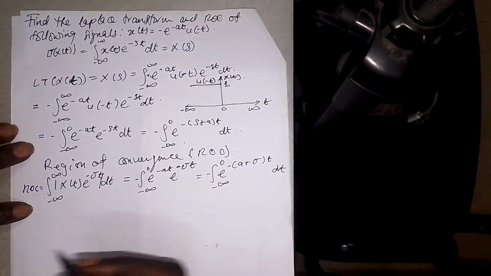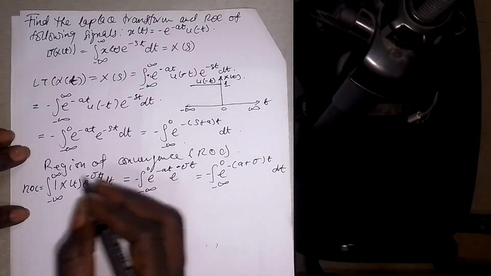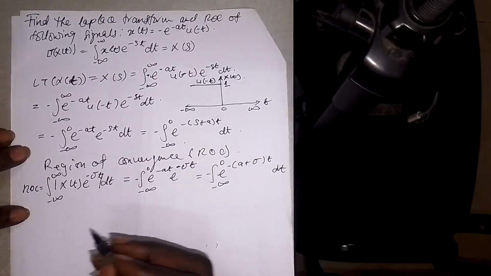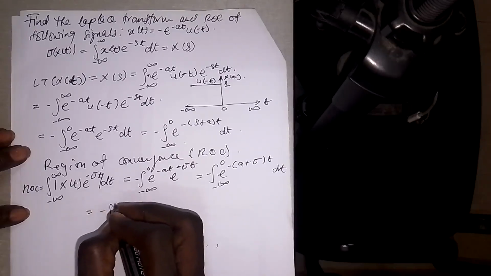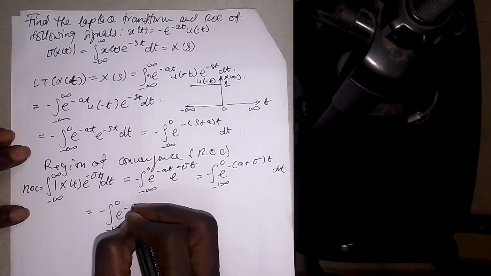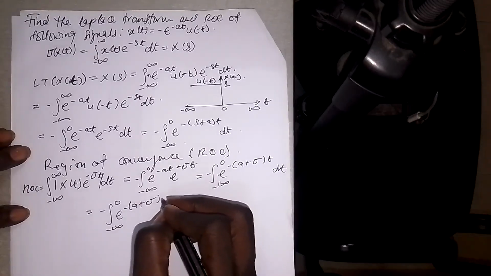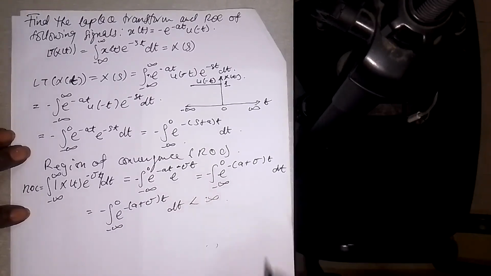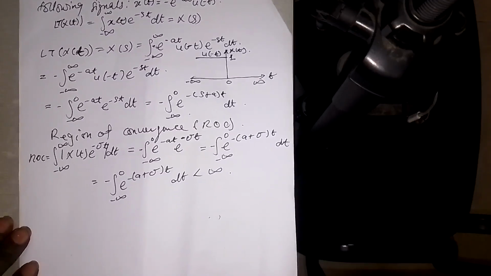Now what is the assumption in the region of convergence? The region of convergence says that the signal can only converge when I have an absolute integral. The absolute integral means that it should be less than infinity. So this one is equals to, from minus infinity to 0, e exponent minus (a plus sigma) into t, dt, should be less than infinity.